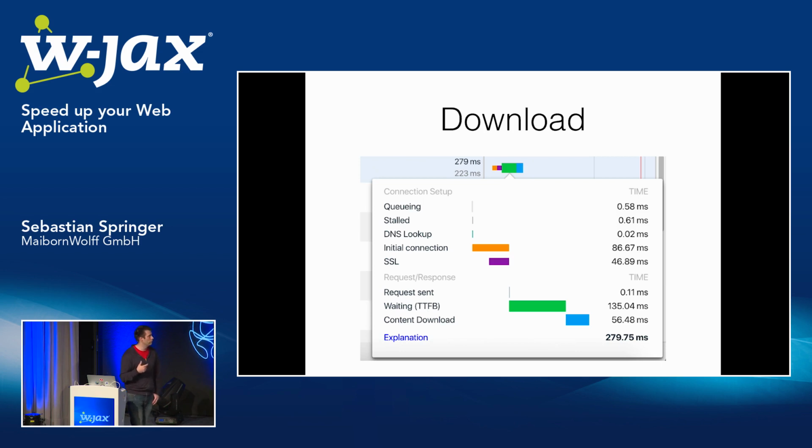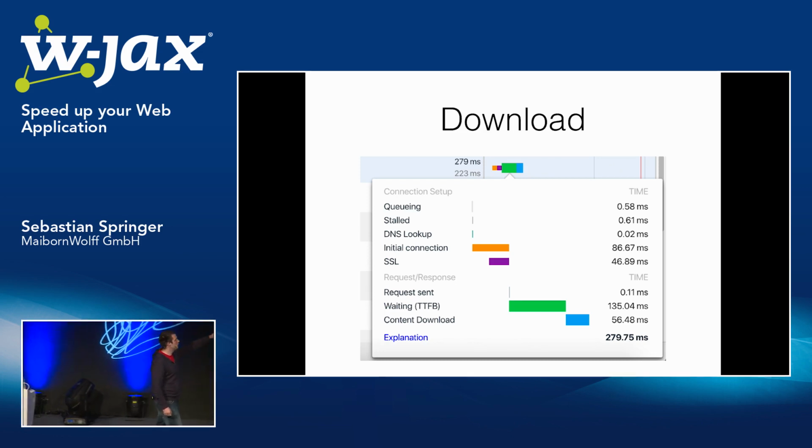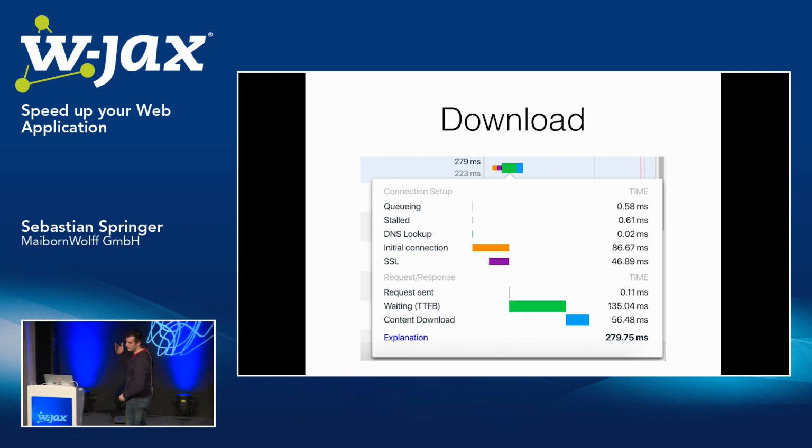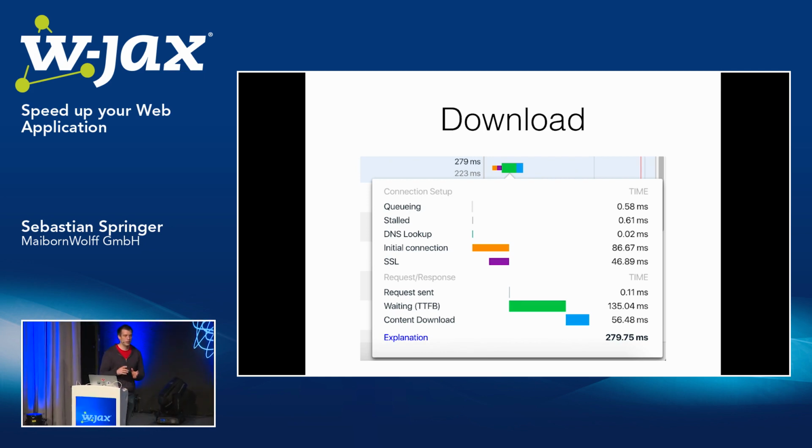If the blue part of the download split up is big, then you know you are transferring too much data over the line. This is the content download. This is starting from the browser receives the first byte until the download is complete. And yeah, the green bar gets reduced by improving the server. The blue part is reduced by reducing the size of the download or improving the speed of the connection.